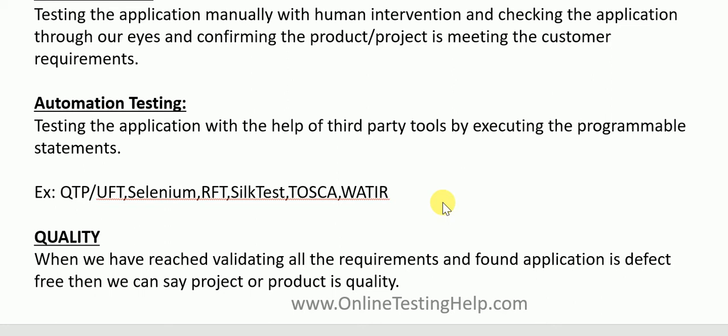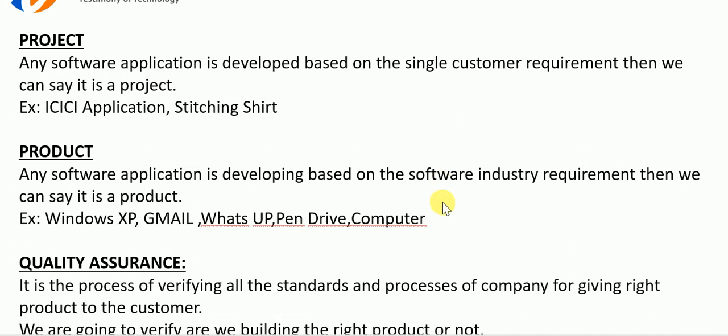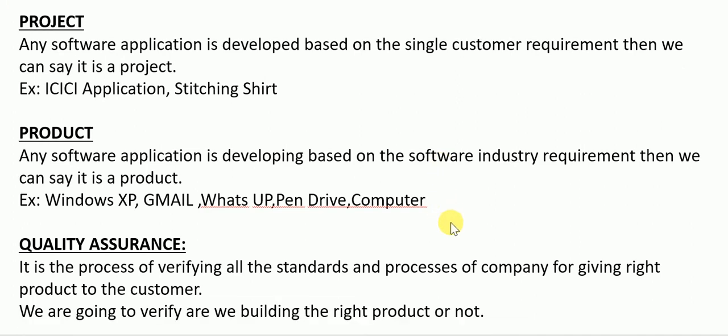So quality is something we can tell in two ways. A bug free application is a quality application, and if the application is meeting all the client specifications, then also you can say it is a quality application. Similarly, two types of applications will be there: project and product. What is a project and what is a product?